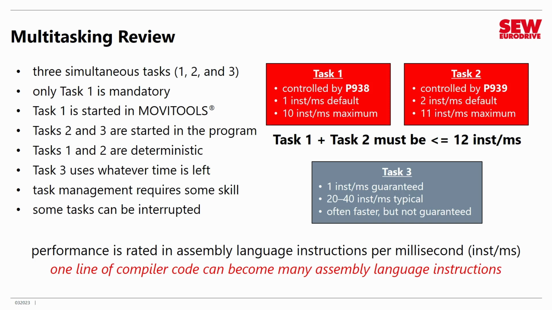And of course, let me just remind you, we're operating in the compiler language, not the assembly language, so we really can't relate lines of code in IPOS to instructions per millisecond, because one line of code in IPOS can turn into maybe dozens of assembly language instructions. It just depends what it is. So this information is provided for you, but do be aware that you need to take some of it with a grain of salt. Task management does require some skill.